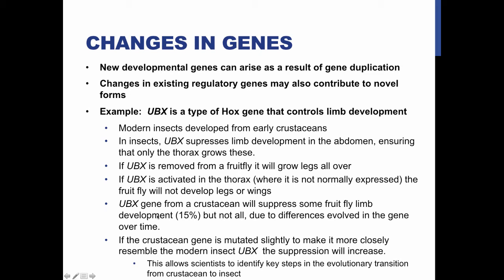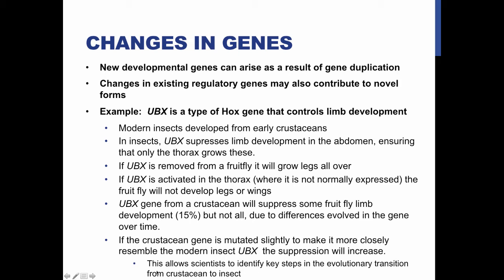So you can take that UBX gene out of a crustacean, out of something like a lobster, stick it in a fruit fly, and you can see that it'll suppress some fruit fly limb development, but not all. And that's because the sequence of the UBX gene in the crustacean has changed over time. It's not identical to the UBX that's in the fruit fly. But if we do mutate that crustacean gene a little bit to make it more closely resemble the insect UBX, then we'll see the suppression increase again.